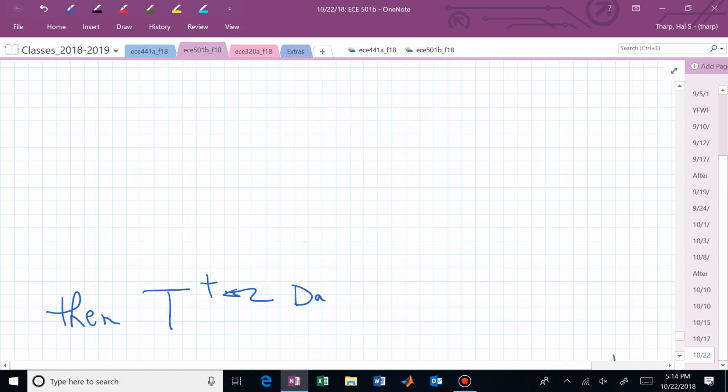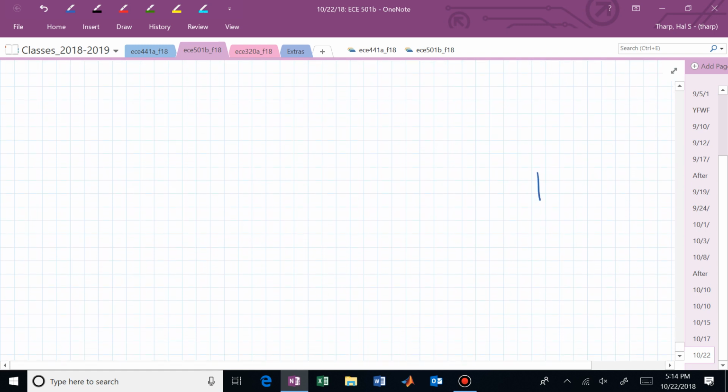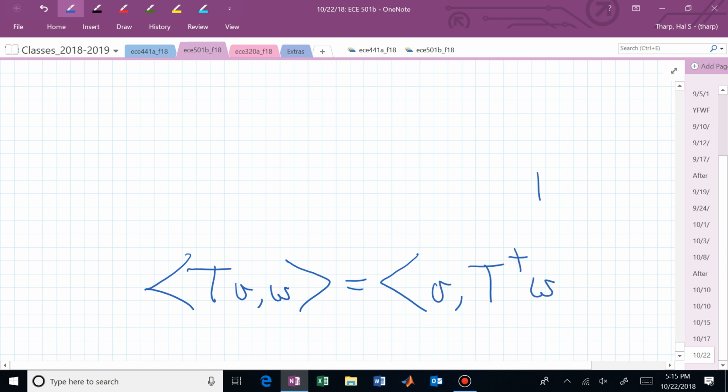But essentially what we want is a linear operator that allows us to move that operator between slots. So we had T in the first slot. We want the inner product of Tv, comma w, to be the same as the inner product of v with T dagger w. That's how we want to define T dagger. We want T dagger to be defined such that we can now change that linear operator between the slots.